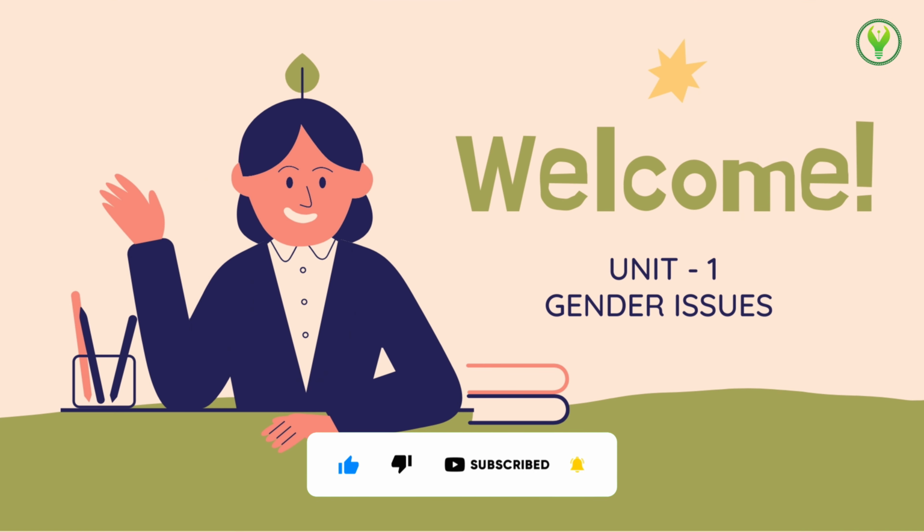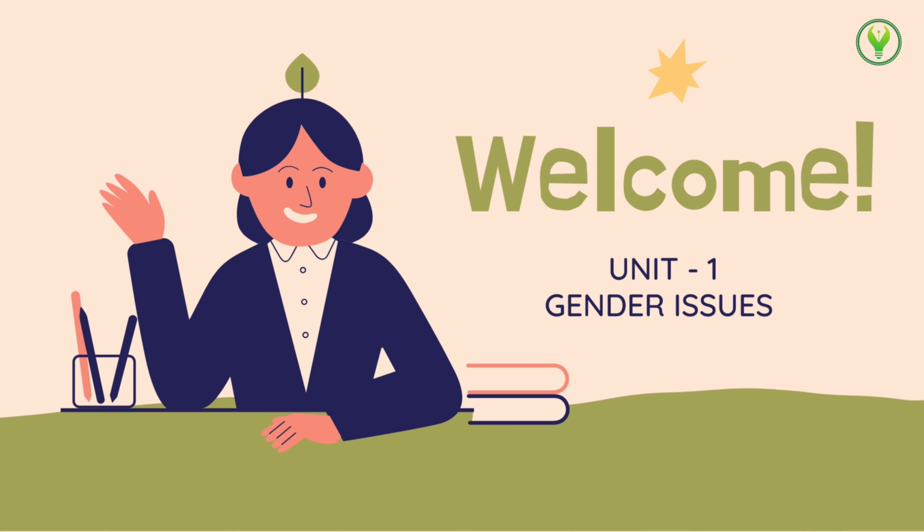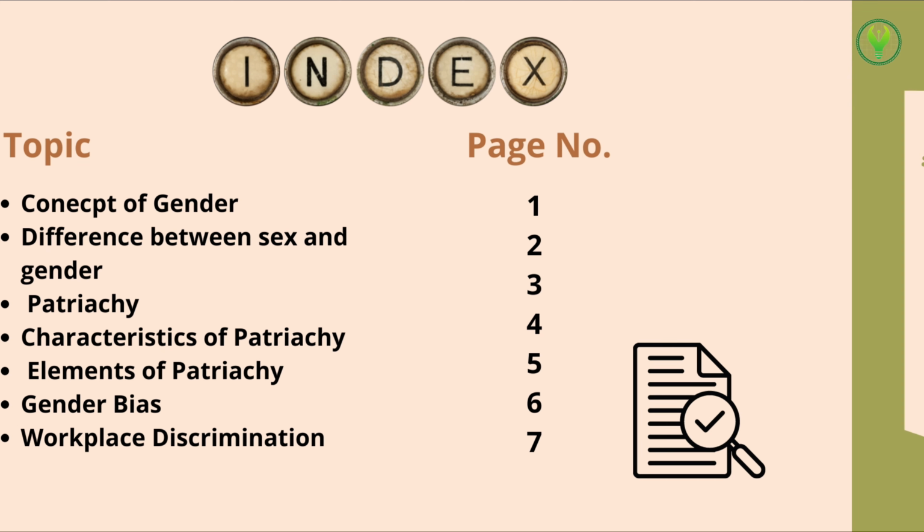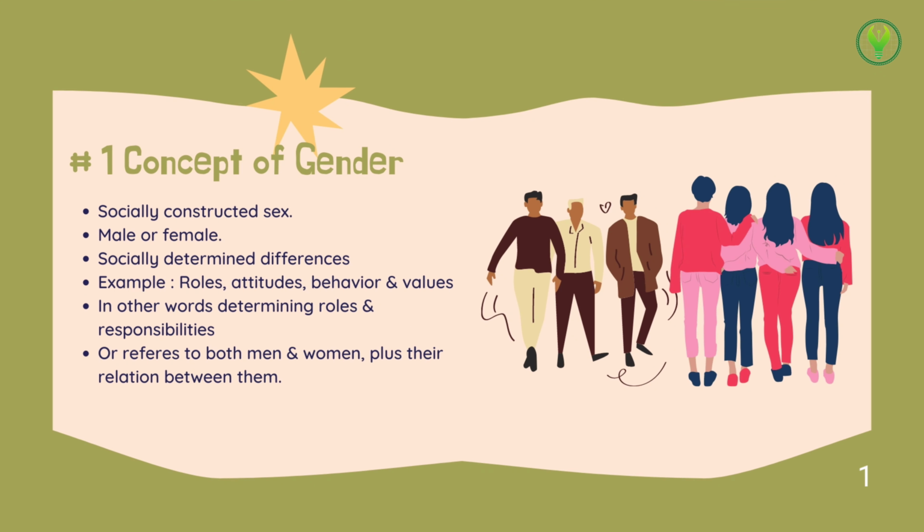This video series will be dedicated to the subject Gender, School and Society. So now let's walk you through the table of contents for this video. Initially we will talk about gender issues and the elements associated with it. After that we will cover the difference between sex and gender, followed by patriarchy, its associated characteristics and elements. Later, in the end, we will cover gender biasness and workplace discrimination. So let's begin with gender issues.